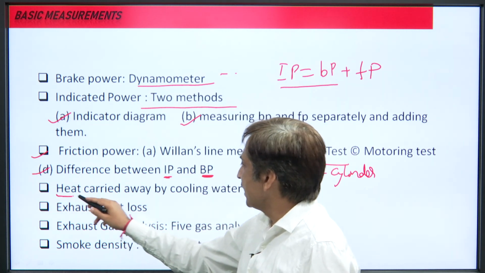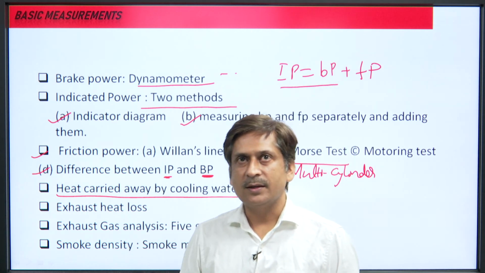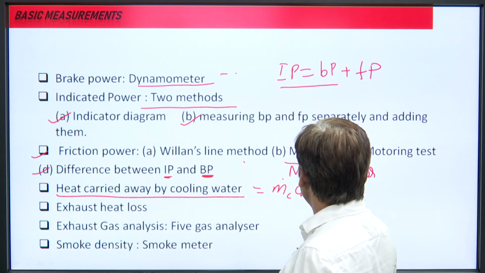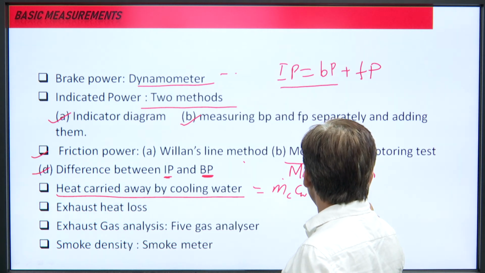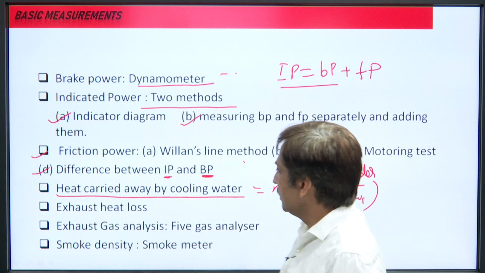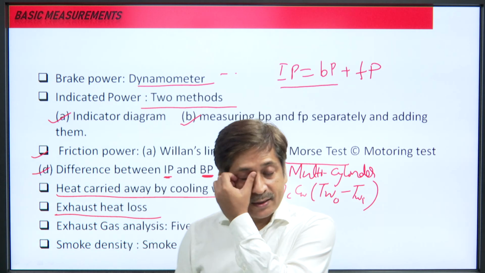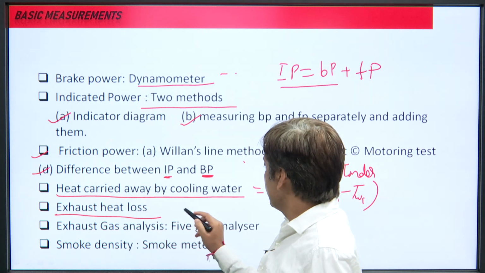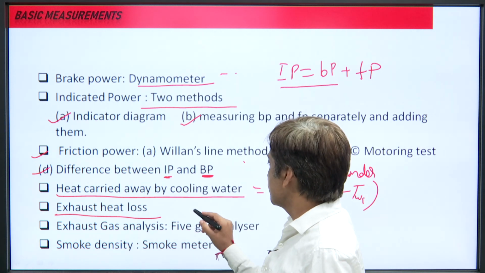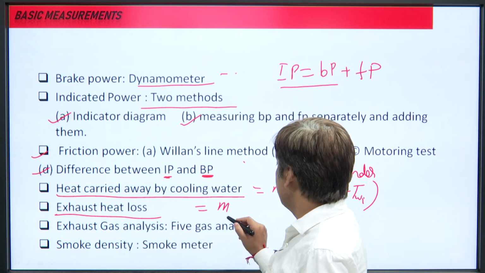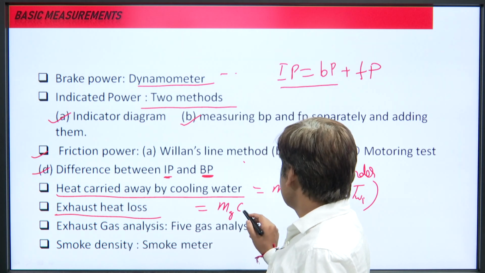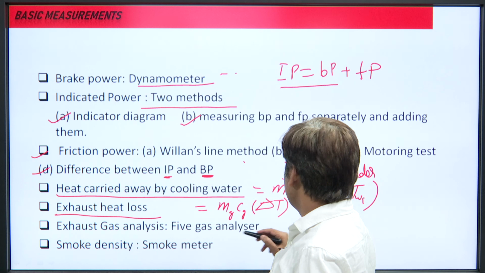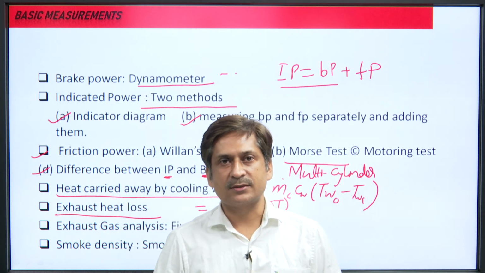Now, the heat carried away by the cooling water is the mass flow rate of cooling water into its specific heat into the temperature of output cooling water minus the temperature of input cooling water. Exhaust gas temperature gives the exhaust heat loss. It is also a sensible type of heat loss, and it is measured as mass of gases into specific heat of gases leaving the engine into the temperature difference between ambient condition and the exhaust gas condition.